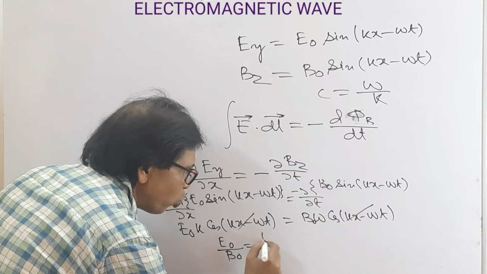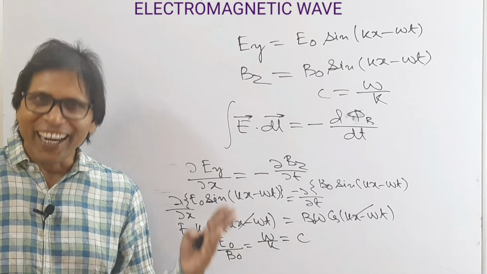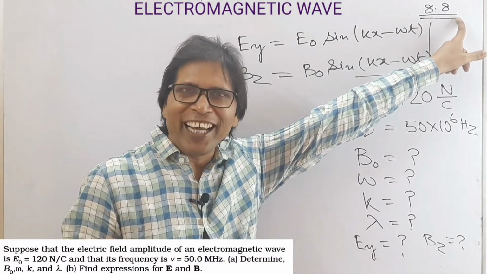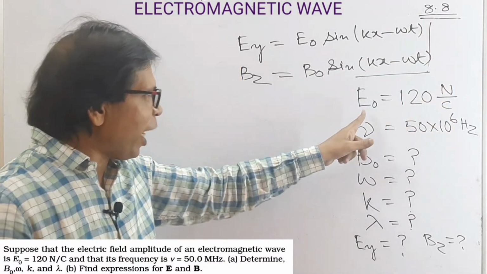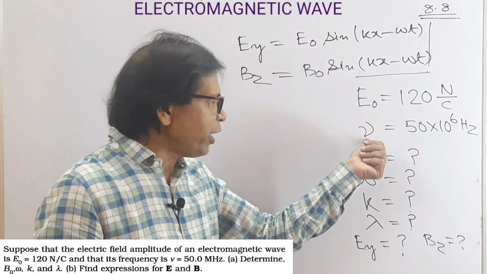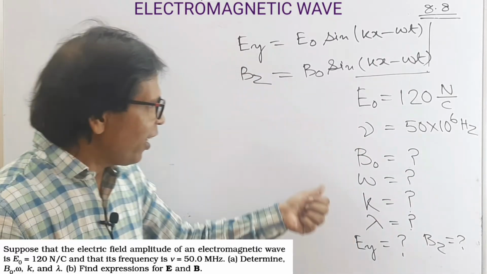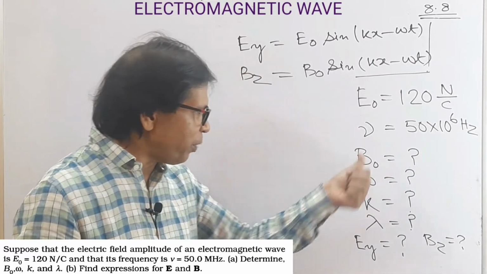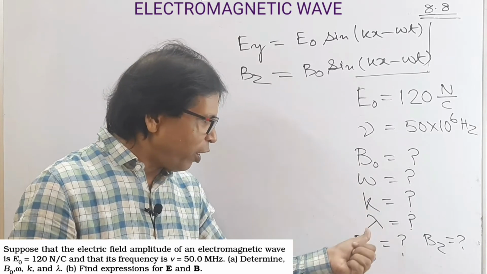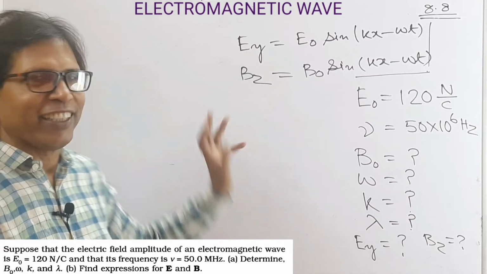So this is equal to omega by k equal to c. Okay, understood? Now look at this NCERT 8.8. The amplitude of the electric field vector is given, and the frequency of the EM wave is given. We have to calculate the amplitude of the magnetic field, angular frequency, angular wave number, wavelength, and finally Ey and Bz.